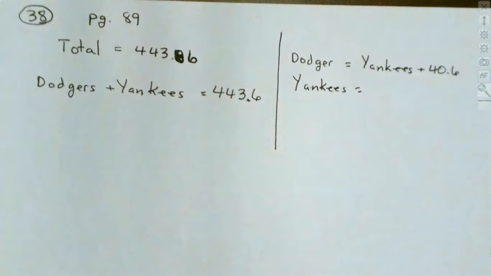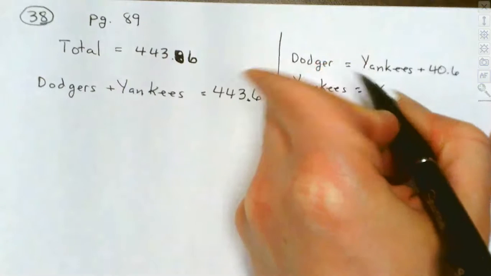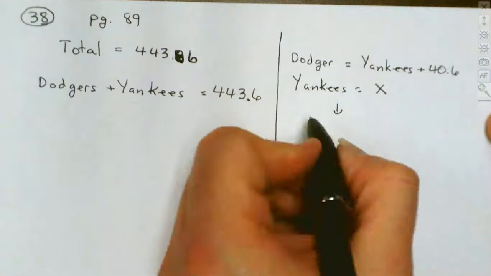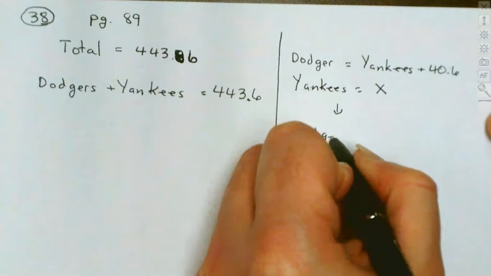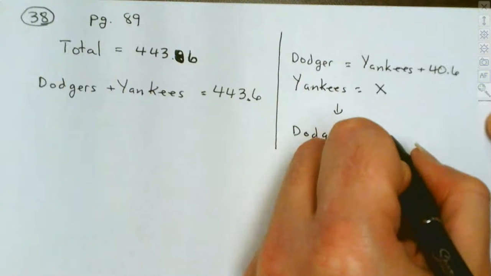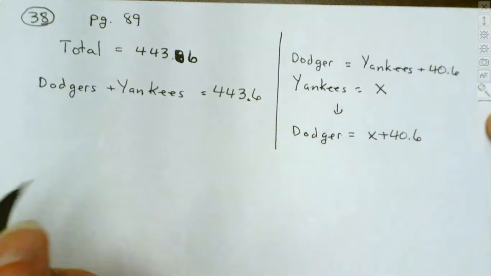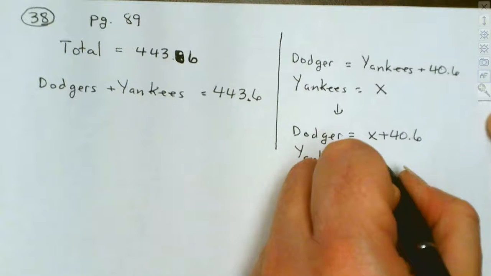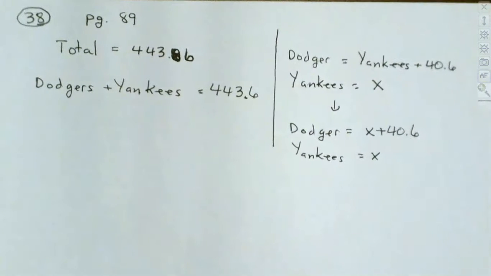I'm not putting units on until the very, very end. Now, do we know anything at all about the Yankees? No, it doesn't tell us anything about their salary. So that's going to be our unknown X. So one of them is always unknown. And now we can rewrite this as the Dodgers equals X plus 40.6, and the Yankees are going to be X. So we replace it with the variable X for the Yankees. And that now gives us our two parts.